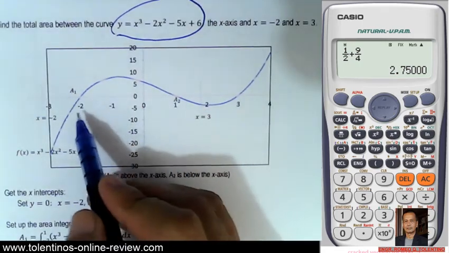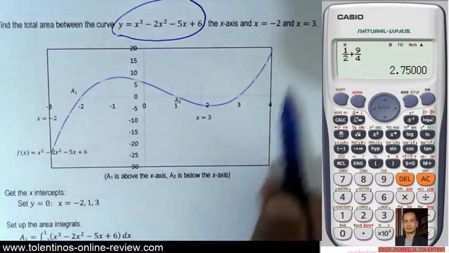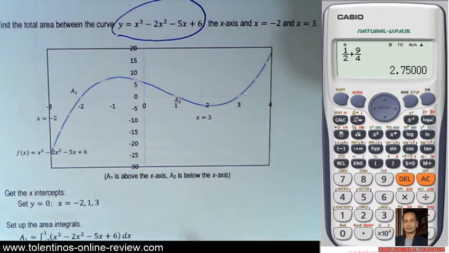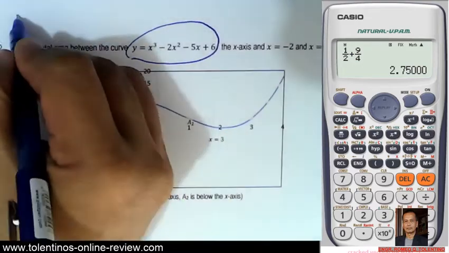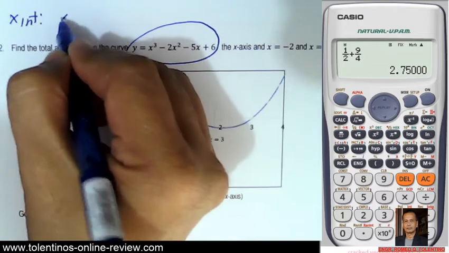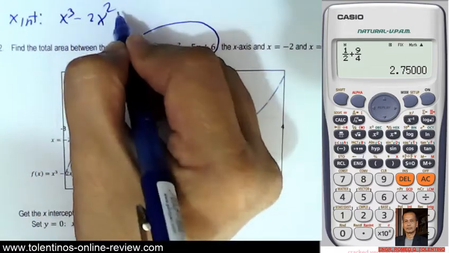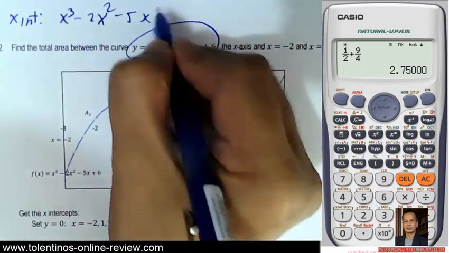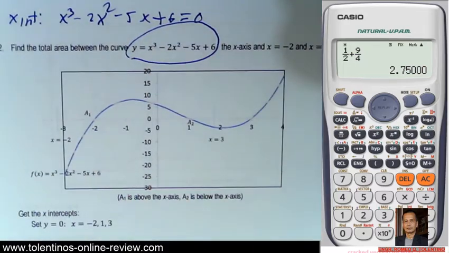We want to find out where this curve will intersect, and how do we know if the curve is shaped like this? Okay, so this is what you do. Get the x-intercepts. Set x cubed minus 2x squared minus 5x plus 6 equal to 0. Now, you can take advantage of your calculator.